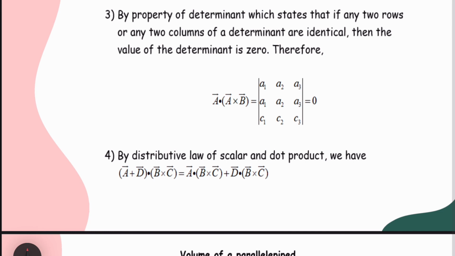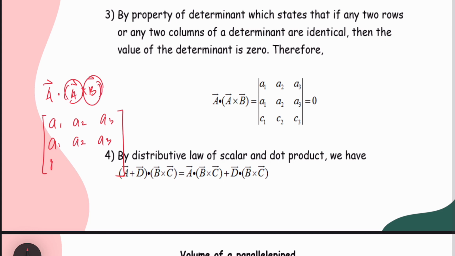So when we have A dot with A cross B, how do we write this one? Let's say the elements of A are A1, A2, A3. So we will have A1, A2, A3 in the first row. Then in the second row we also have A1, A2, A3. And in the third row we have B1, B2 and B3. Now if you can see in this matrix, we have two identical rows. Therefore, we conclude its determinant is equal to 0.